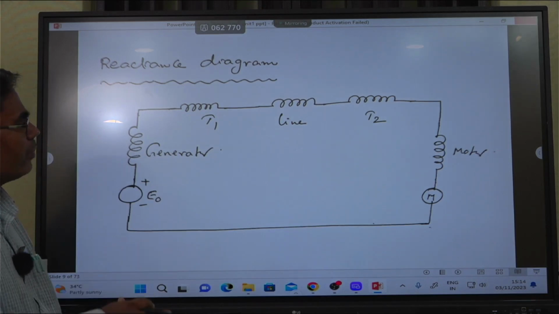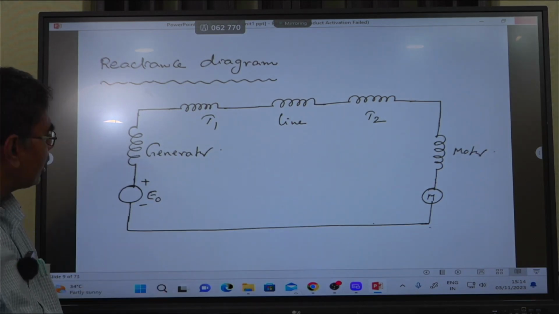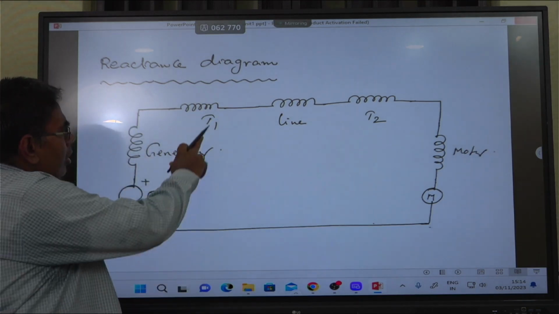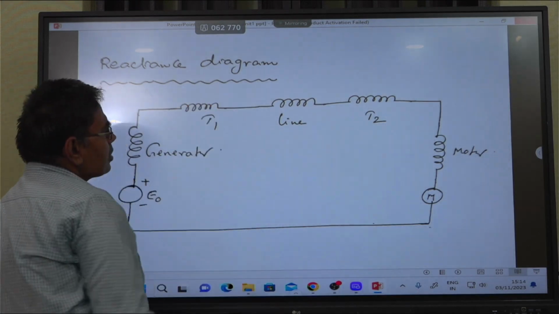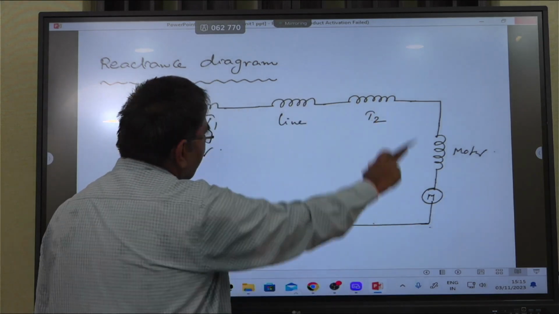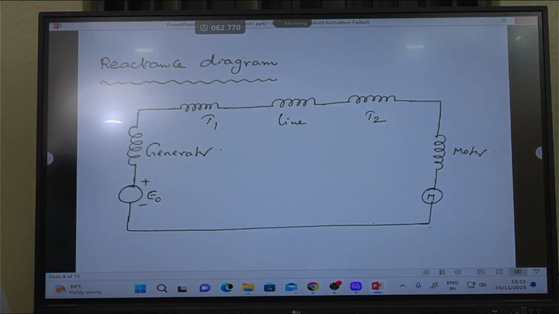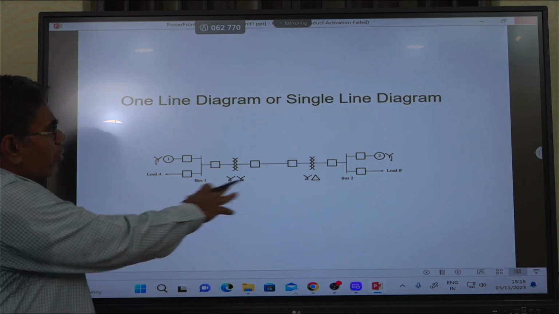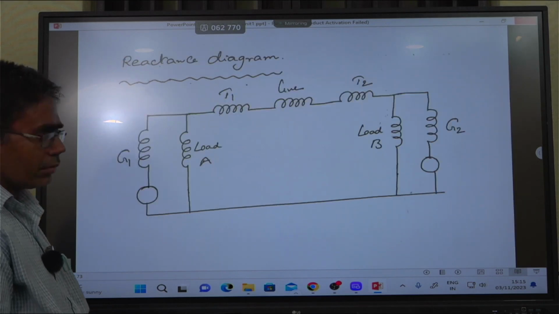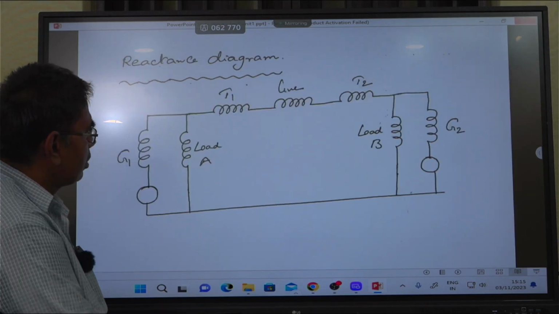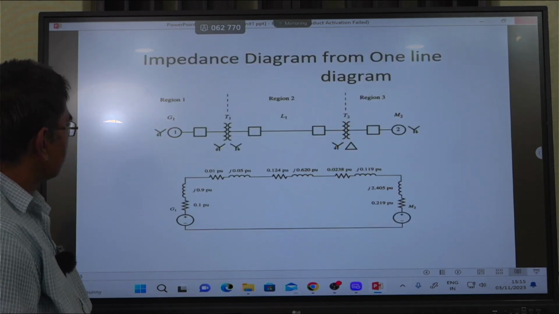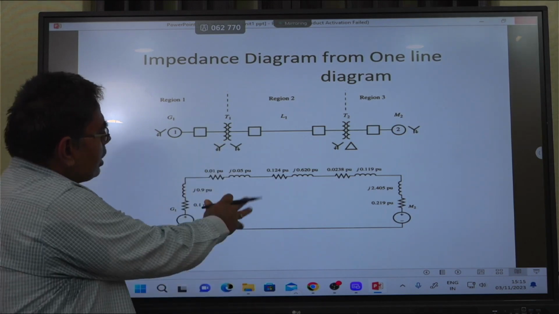For simplification, the single line diagram is also represented as a reactance diagram, by neglecting the armature winding resistance, the series resistance and reactance of the transformer, and the shunt components of the transmission line and transformer. This is the equivalent reactance diagram of the given single line diagram. This is one more example of a one line diagram. Next, the impedance diagram and its single line diagram.